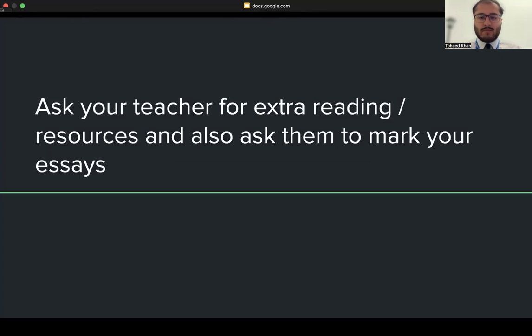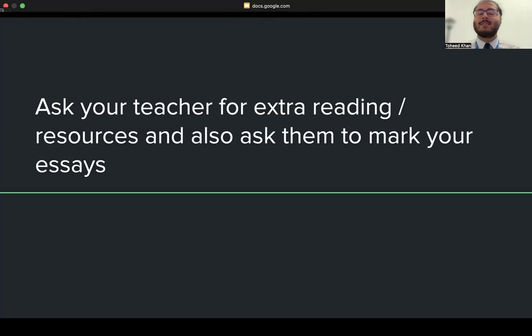Ask your teacher for extra reading and resources, and also ask them to mark your essays. If, for example, in lesson you're looking at socialism, you're looking at a key thinker, let's say Anthony Giddens for socialism, and you've done the lesson, ask your teacher if they have any links to Anthony Giddens' work, to identify what he basically said.